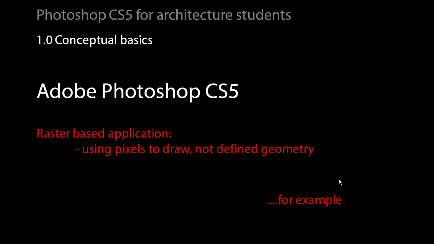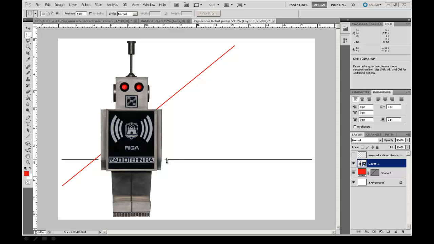It is important to recognize the fundamental difference between an application like Photoshop as compared to other Adobe applications such as InDesign and Illustrator, or other applications such as CorelDRAW. Basically, Photoshop is a raster-based imaging program. It uses pixels to paint rather than geometry to define shapes. Let me give you an example.